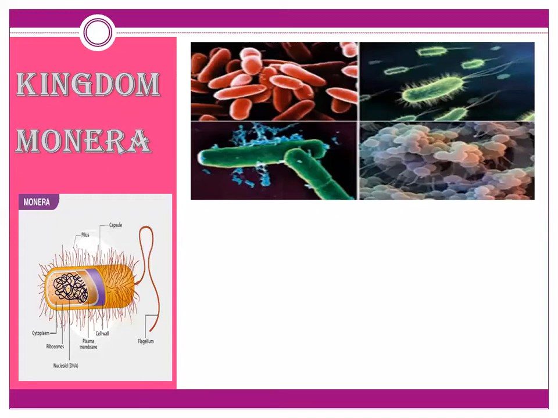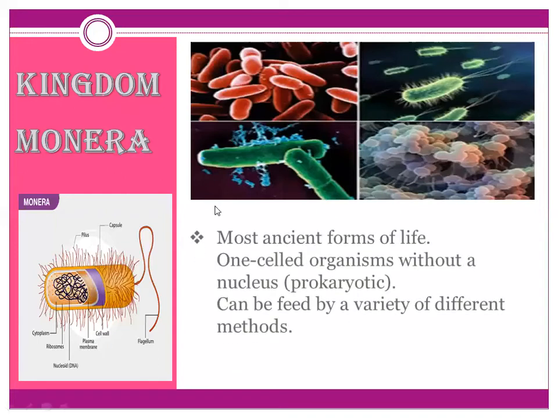So in Kingdom Monera, what type of living organisms will be found? Number one, all the living organisms with most ancient forms of life, meaning the most primitive or early form of life that was found on earth, are all placed in the Kingdom Monera. Why are they the most ancient forms of life? The question arises here. Why are they considered the most ancient form of life? Because all of them are one celled.